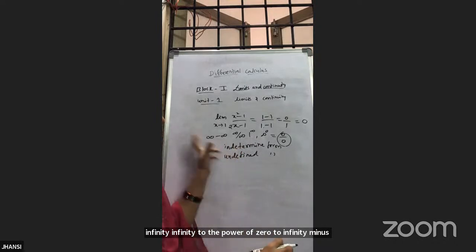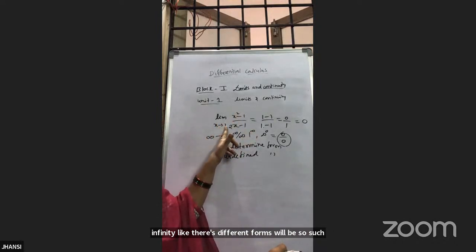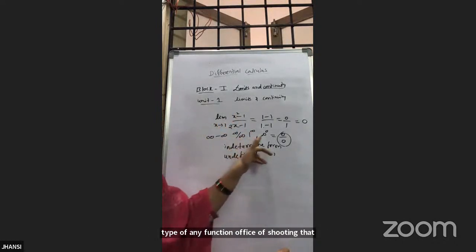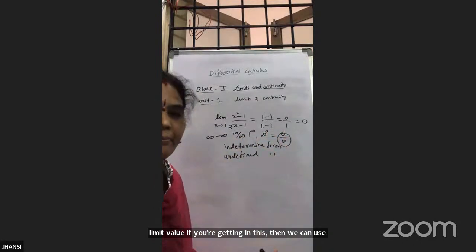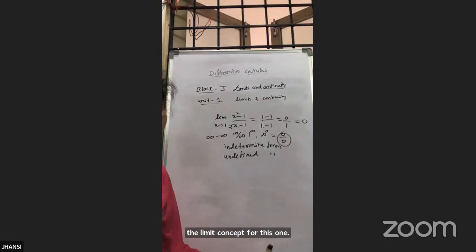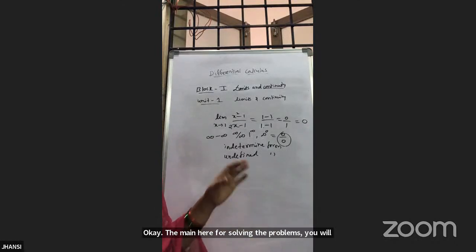So for such a type of function, after substituting the limit value, if you get this, then we can use the limit concept for this one. Okay, for solving the problems, there will be a working rule for solving the problem of the limit. But if you see, the main standard definition will be there now.